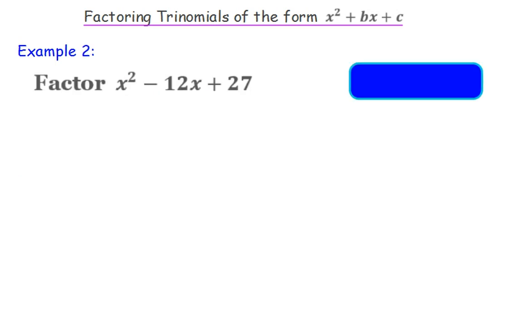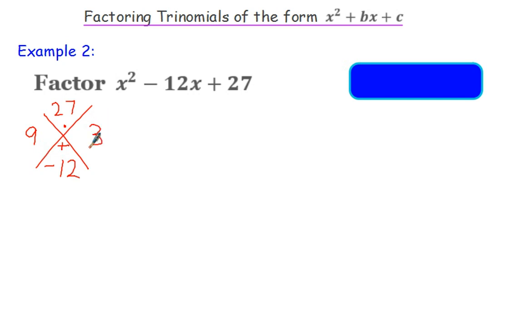Example 2 right here. So if you want to pause this and see if you can work it out yourself and then check your answer, go for it. But we can set up a little chart here. We are looking for two numbers that multiply to 27 and also add to negative 12. Don't forget the negative. So think about that for a minute and what that could be. Maybe some kind of 9 times 3, right?